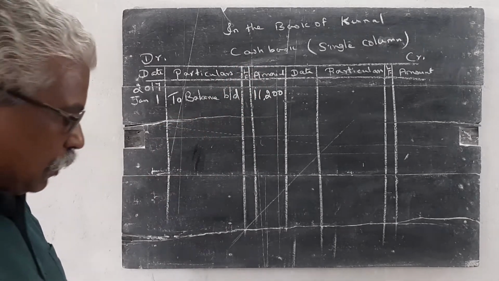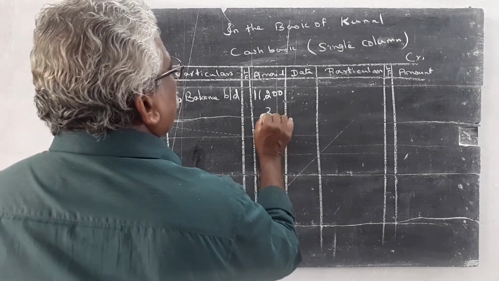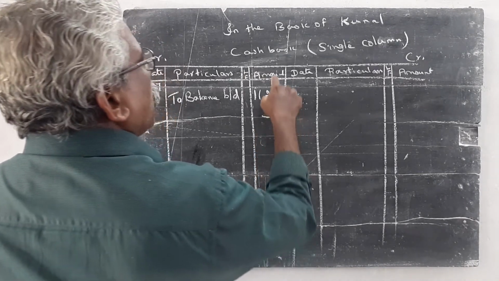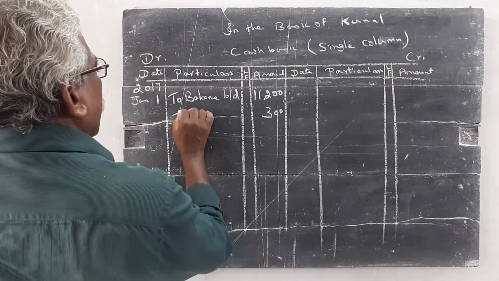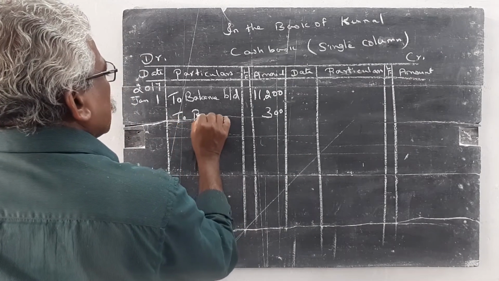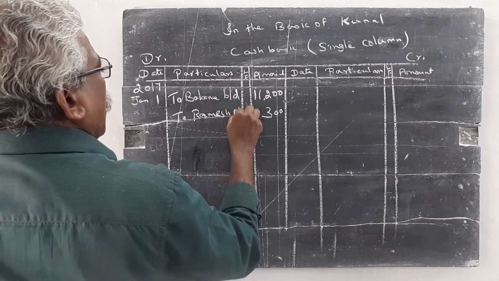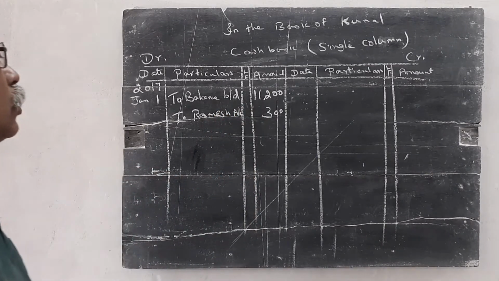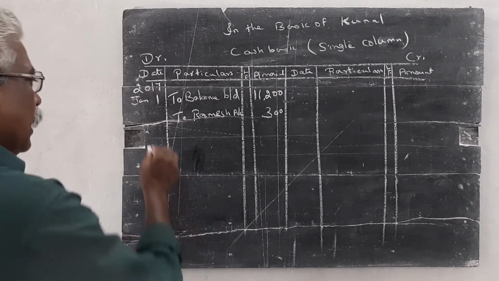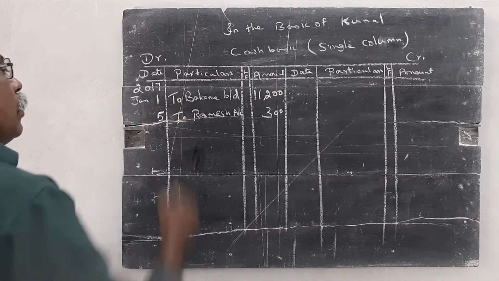How much amount we received? We received 300 rupees from Ramesh. First fill the amount column, 300. Here you write "To Ramesh". Ramesh account. A/c is the abbreviation of account. To Ramesh account 300. Here you write the date 5.